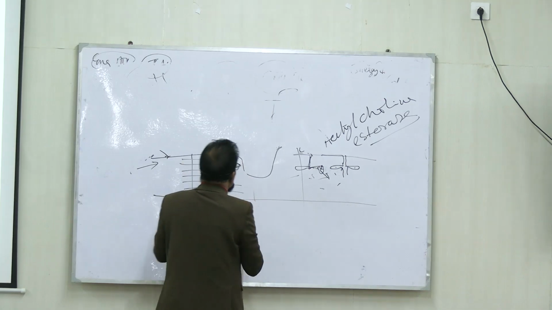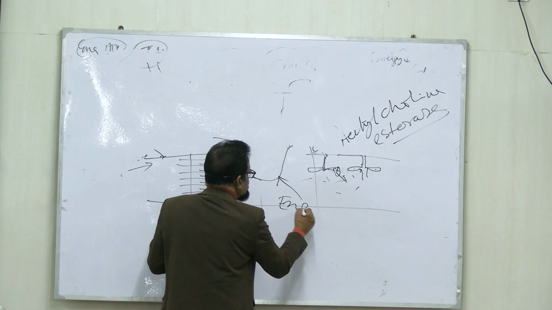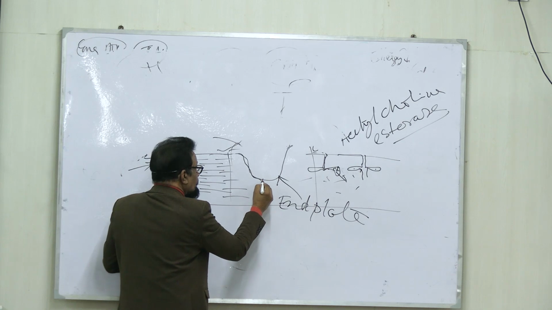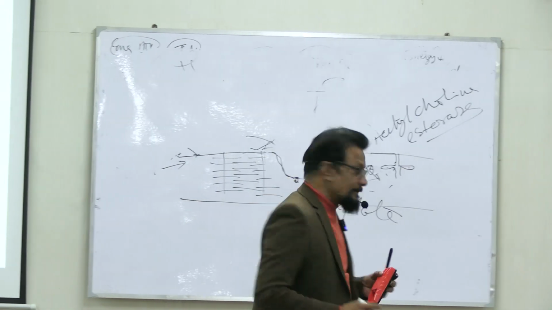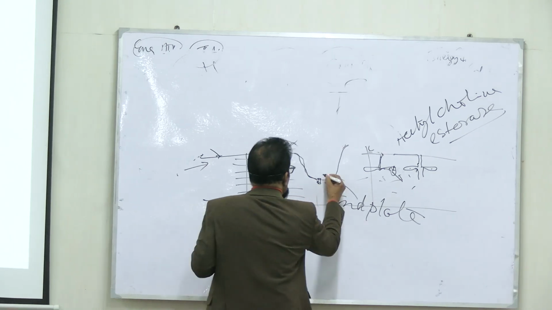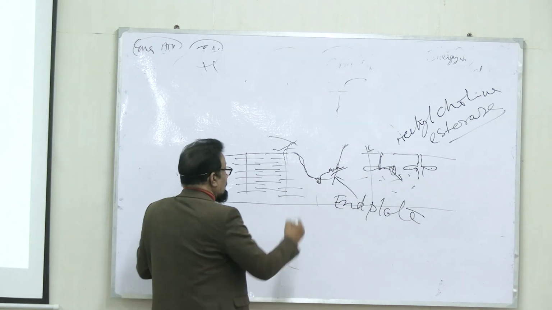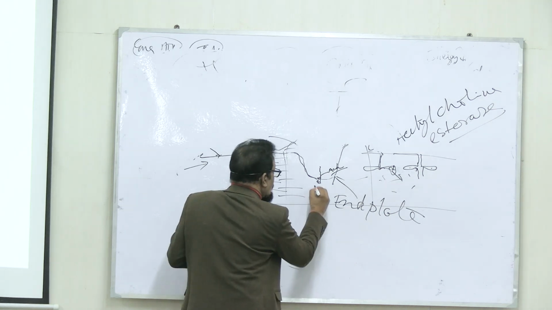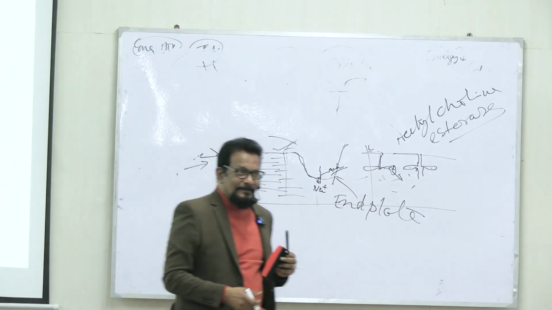EPP. Suppose this is the end plate. This is the acetylcholine receptor. So here acetylcholine will bind. As a result, what will happen? The sodium channel will be opened within this, so a lot of sodium ions will be entering.